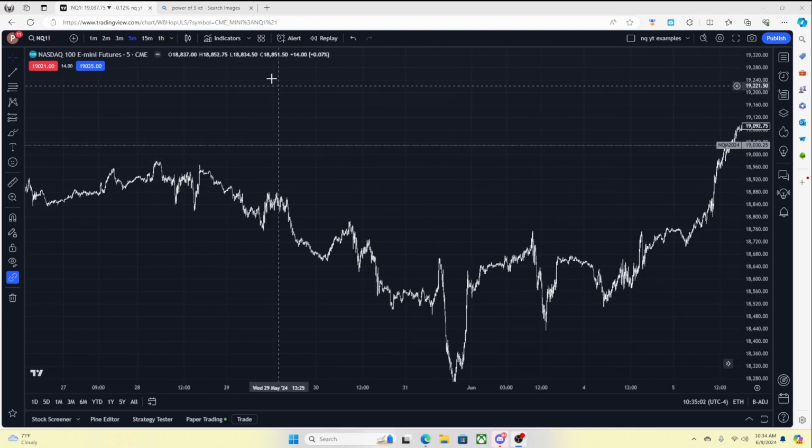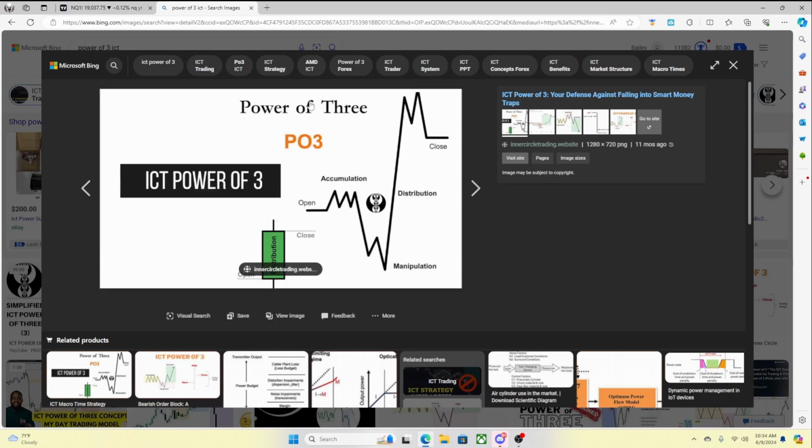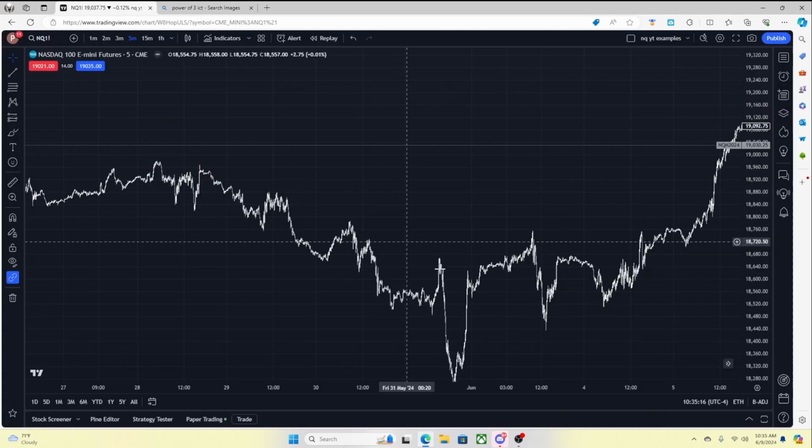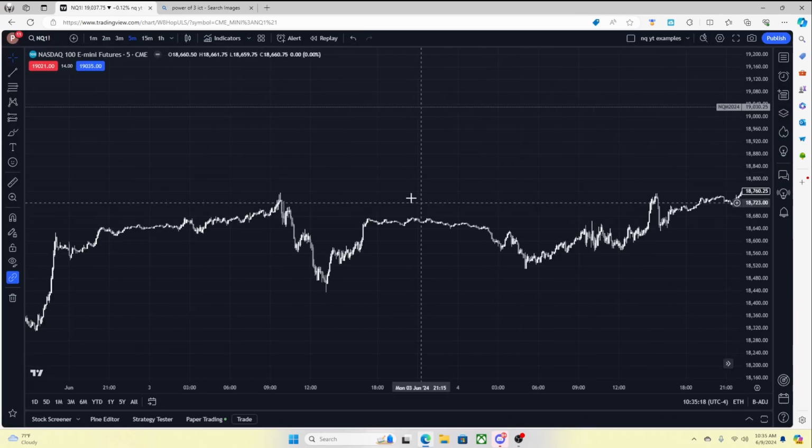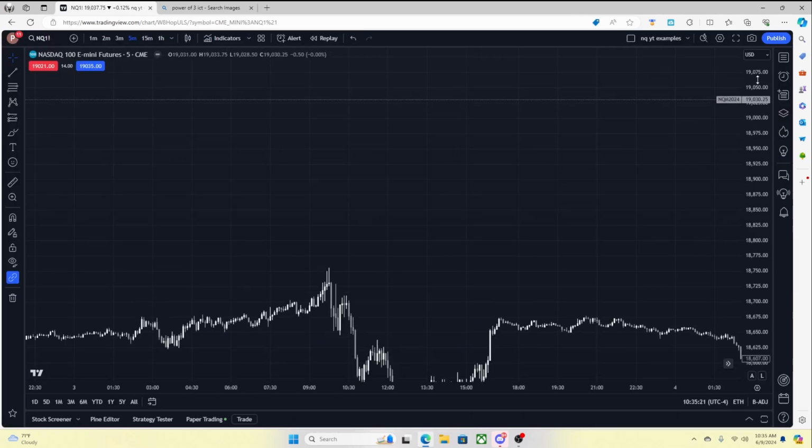So the first thing I want to go over is the Power 3. This is a trading concept about how the market moves, right? It goes through 3 phases: accumulation, manipulation, and distribution. That's how the market's always moving. I'll show you what I mean.